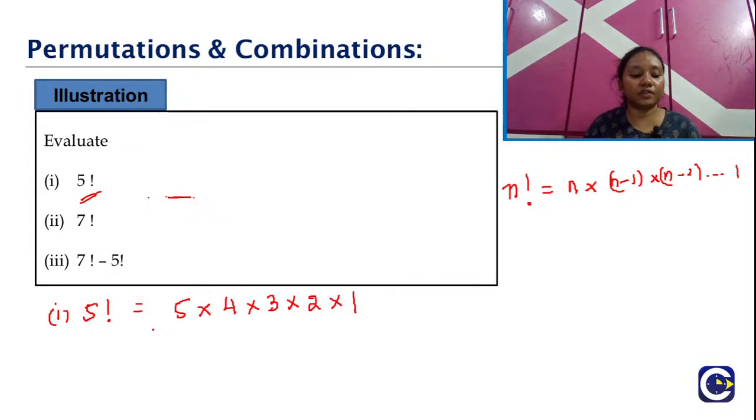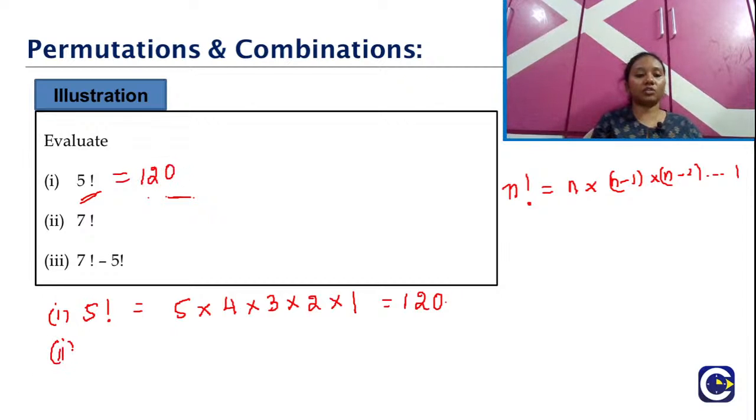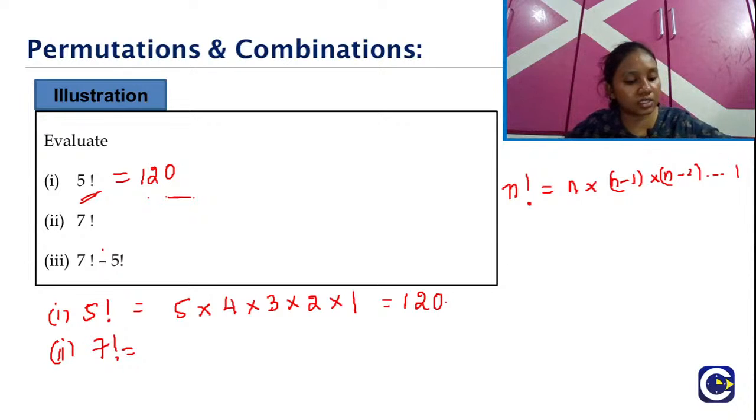Similarly you can write for the 7 also. So 5 into 4 is 20, 20 into 3 is 60, and so on, so the value of 5 factorial here will be equal to 120. Similarly you can find 7 factorial. Once we find these two values, 5 factorial and 7 factorial, the third one will be the same thing. No one has answered it. If you guys require more time, you can just let me know so that I can wait a few more minutes.